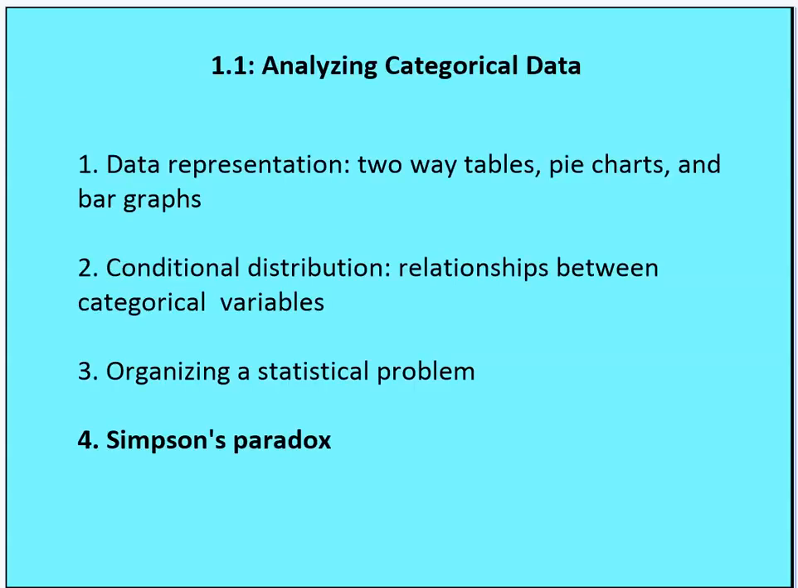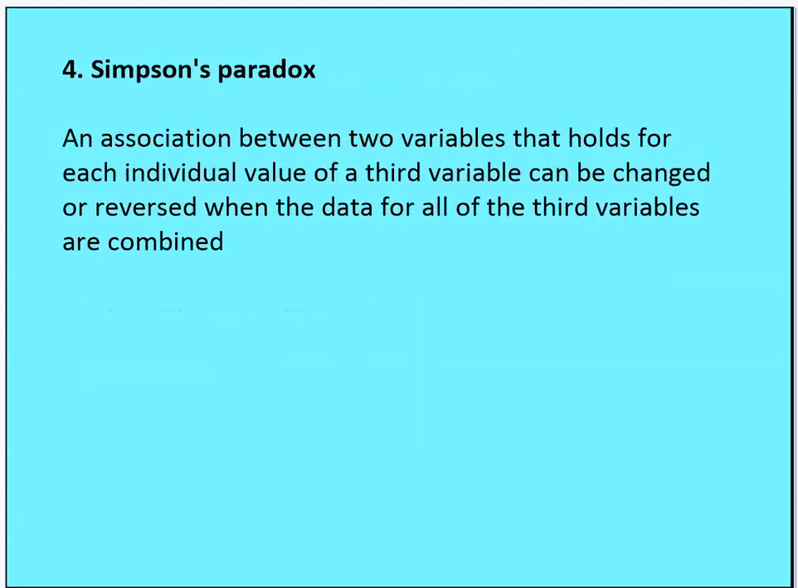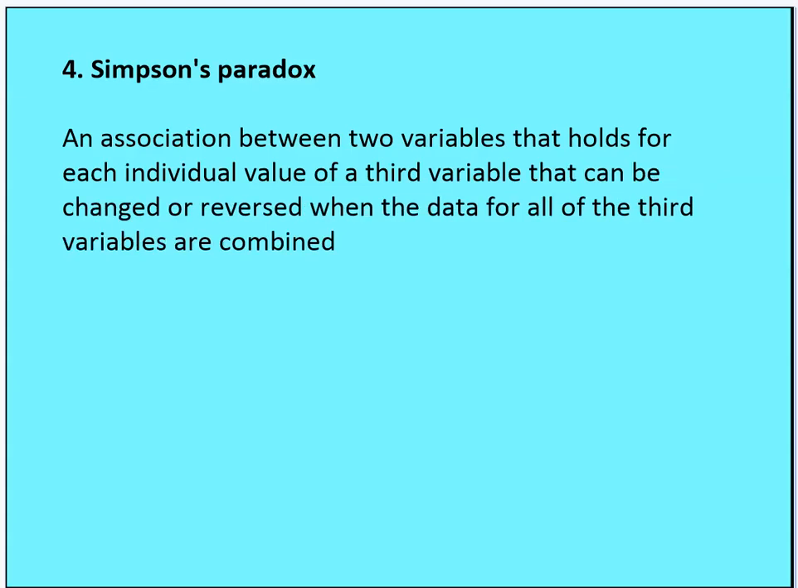and that is Simpson's paradox. Okay, so I'm going to give you an example and explain Simpson's paradox. Simpson's paradox is an association between two variables that holds for each individual value of a third variable that can be changed or reversed when the data for all of the third variables are combined. All right, so what does that mean?